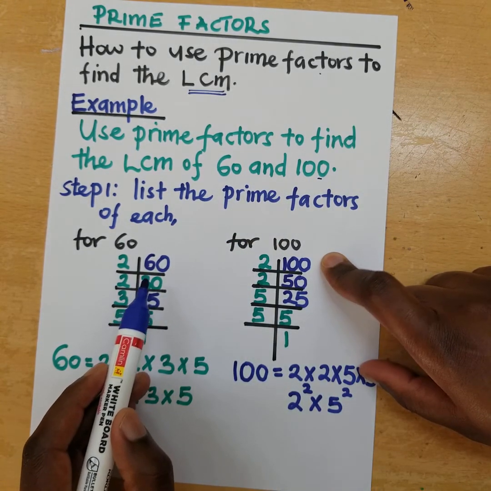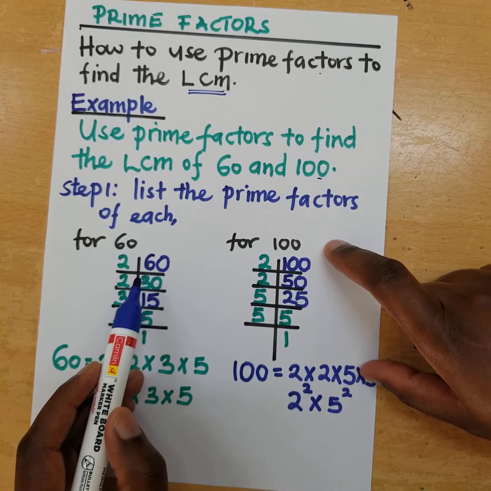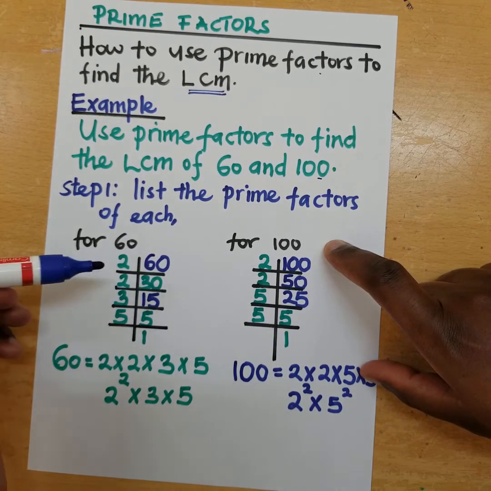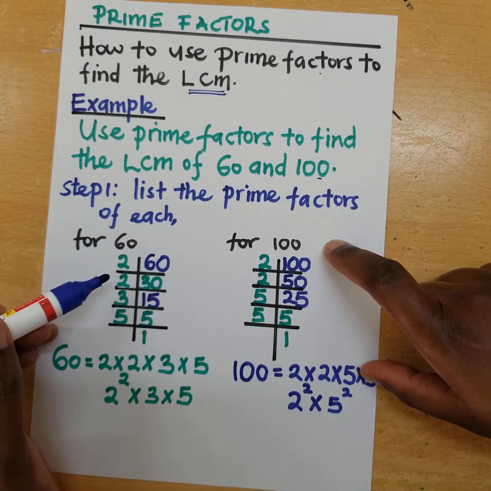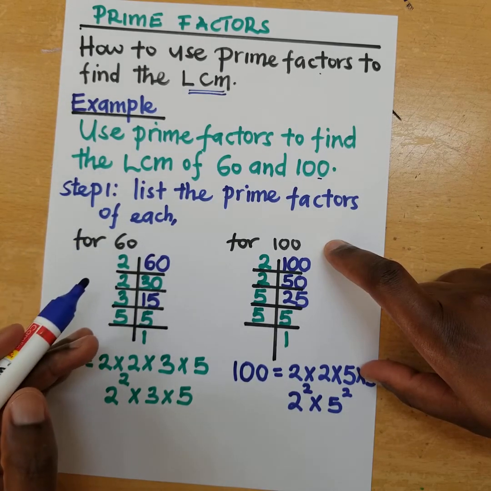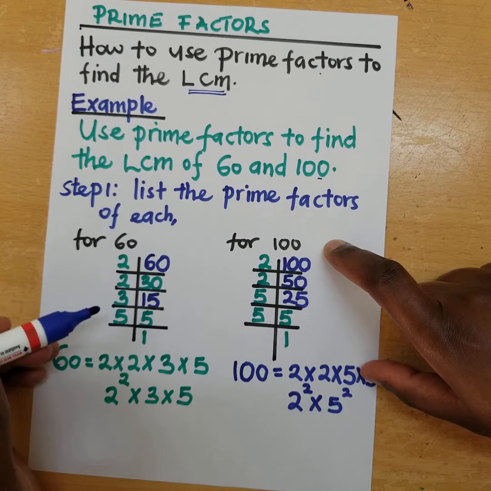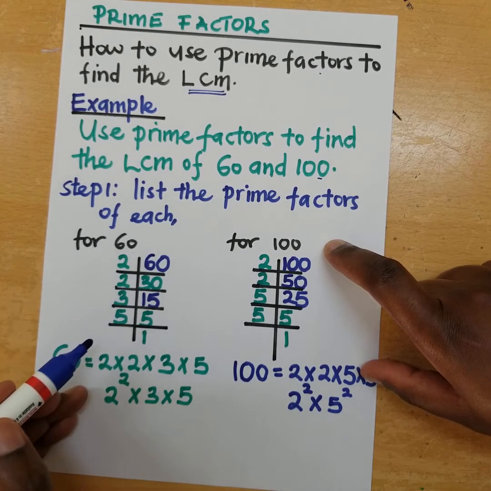Step 1. List the factors of each. Okay, how do you list the factors of each? I want to refresh your mind. How do we get the factors? I've used the division method from the previous session. We did the factor tree method and the division method. So I use the division method.